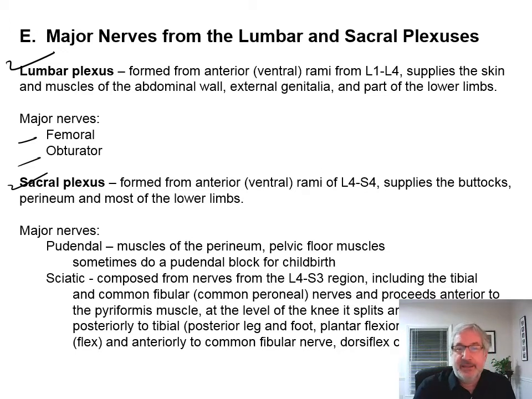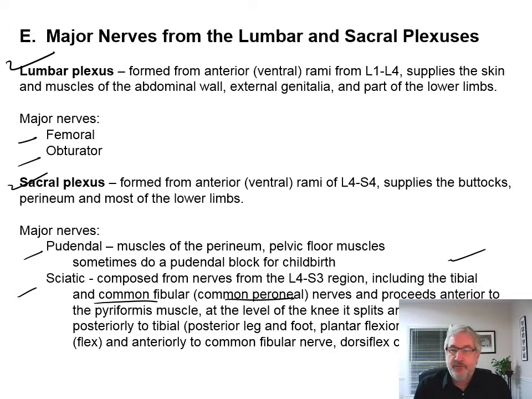The sacral plexus is formed from the anterior ventral rami of L4 through S4, supplying the buttocks, perineum, and most of the lower limbs. The major nerves are the pudendal and the sciatic nerves. The sciatic nerve is composed of nerves from the L4 to S3 region. It's a very large nerve, really big around. It includes the tibial and the common fibular, also referred to as the common peroneal nerve.